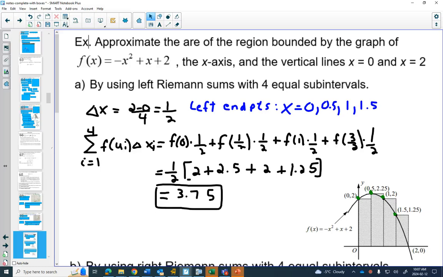So I got 3.75, and I felt like this was an overestimate because I could see a picture of the graph. Tedious even when we just do 4 rectangles, right? We haven't even got close to infinite when we're at 4, and we're already tired.